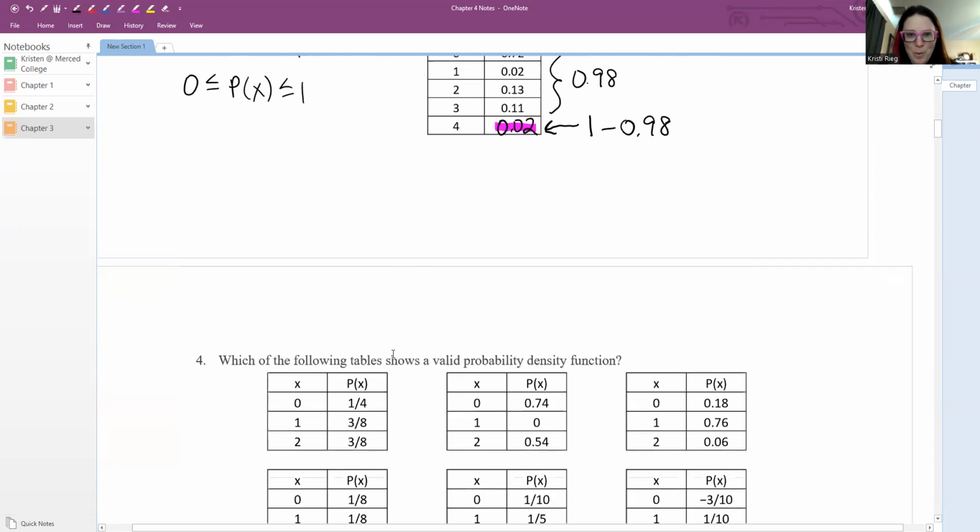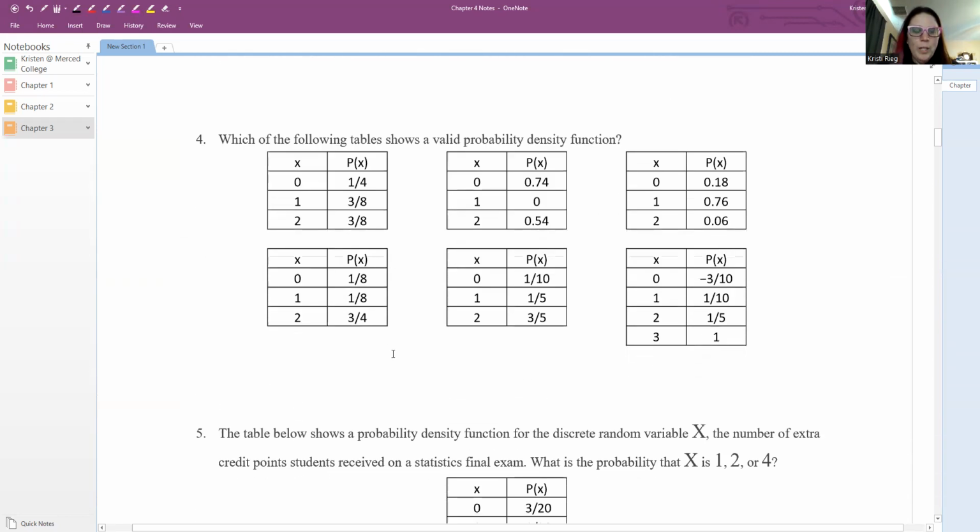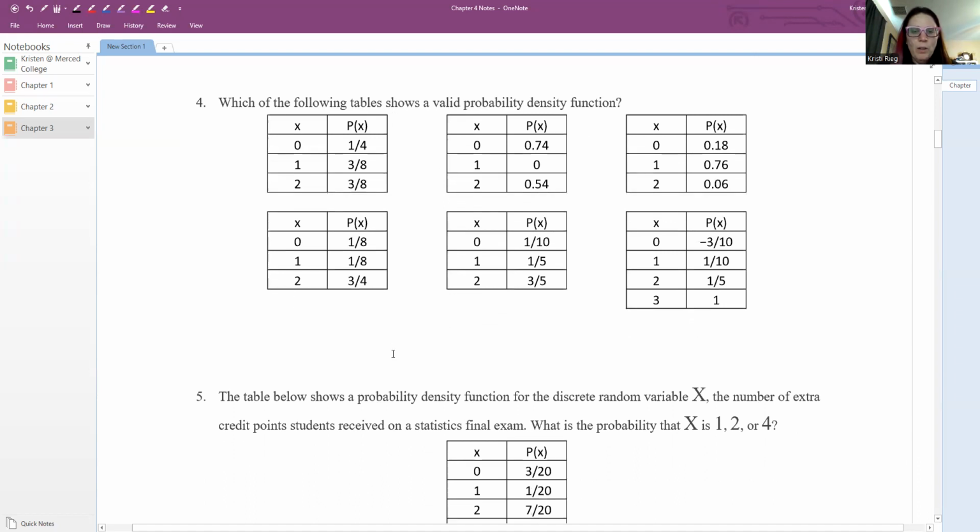Okay, moving on. Which of the following tables show a valid probability density function? Okay, I'm going to say it again. I'll say it every problem if I need to, because these are the 2 important things for chapter 4 that will keep on keeping on. We will hear about these throughout the rest of the course. So the sum of all the probabilities equals 1, and each individual probability needs to be between 0 and 1.